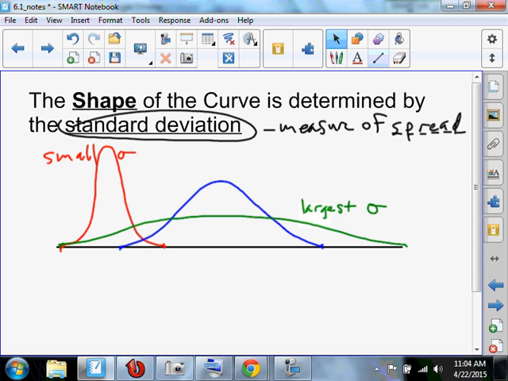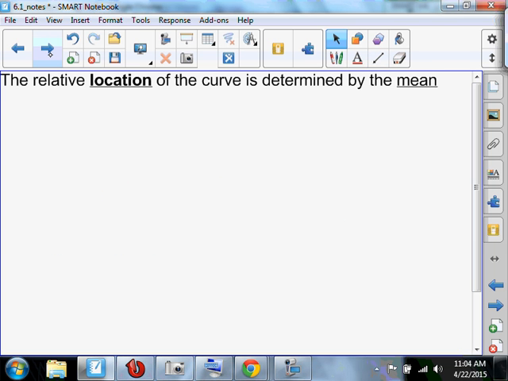Now the interesting thing is that some curves, this red curve, it could actually show up over here, it could show up over here, it could show up anywhere along the horizontal axis. Well, just about anywhere. Got to be real careful how I say that, but there's an infinite number of places where it could show up. But where it shows up is contingent on the mean. The mean determines where on the horizontal axis the curve shows up.